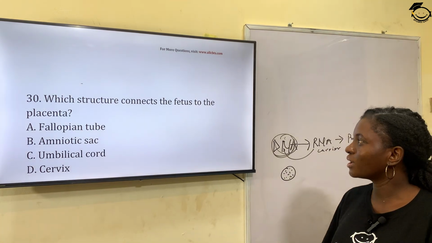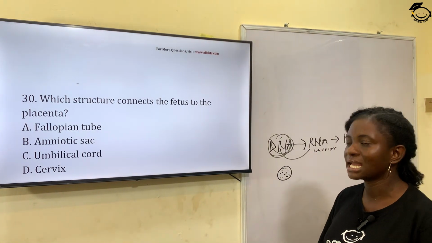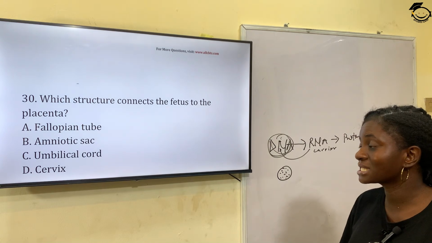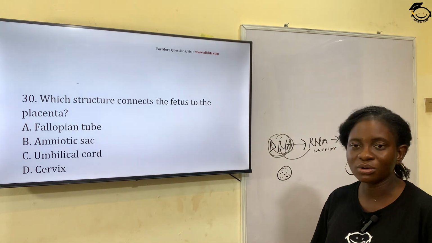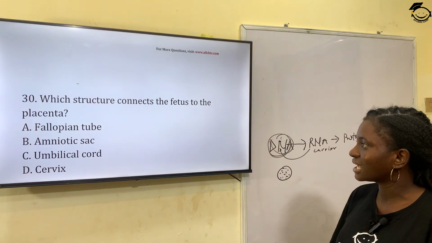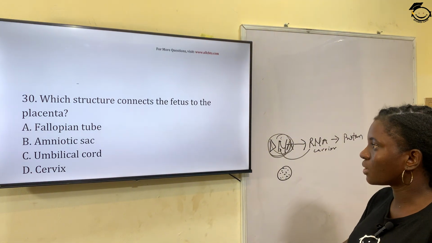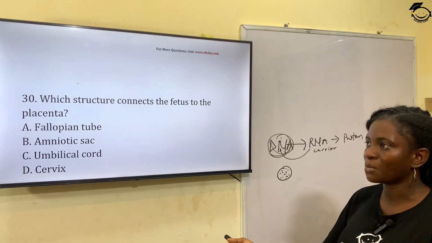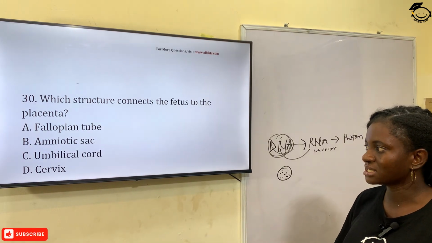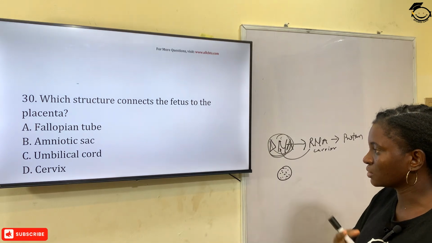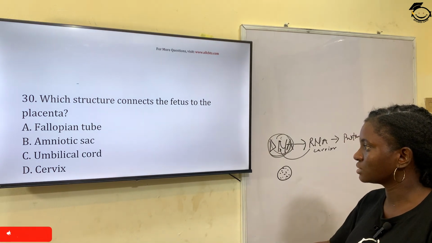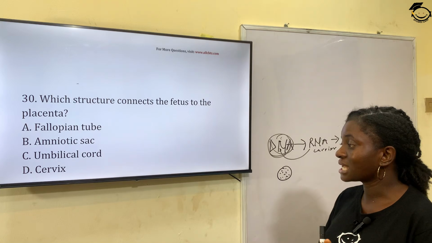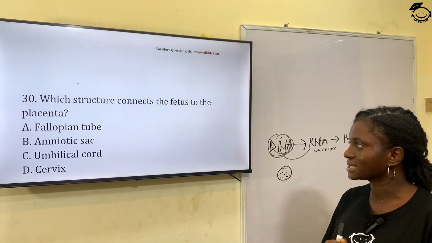Which structure connects the fetus to the placenta? A, fallopian tube. B, amniotic sac. C, umbilical cord. D, cervix. The correct answer is umbilical cord. This connects the fetus and the mother through the placenta, where nutrients are passed from the mother to the fetus, and waste is passed from the fetus to the mother to dispose of. So the correct answer to this question is umbilical cord, option C.